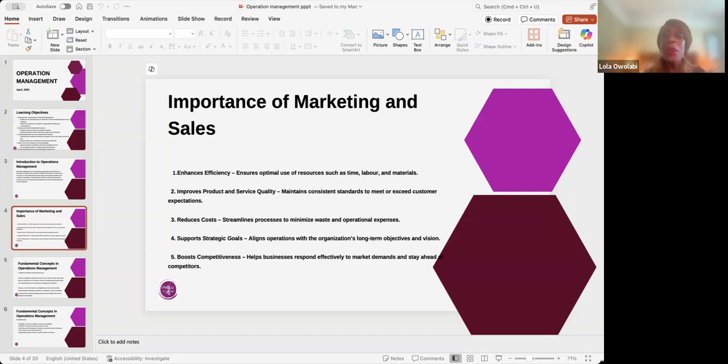And then finally, the importance of marketing and sales: it boosts competitiveness. I want to give you an example. When it comes to logistics companies, we have a number, don't we? Think about them. We've got FedEx, UPS, DHL and others. But for me personally, I'm not sure if you've experienced it, DHL is always a winner. So, boosting competitiveness helps businesses respond effectively to market demands and stay ahead of competitors.